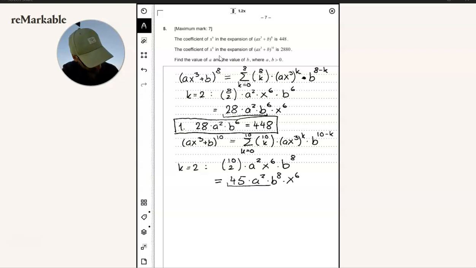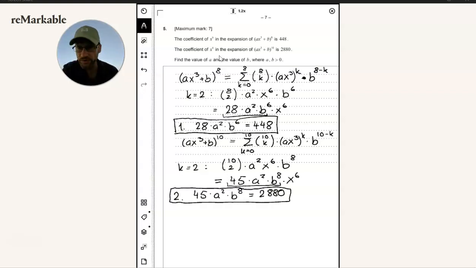And again, this is the coefficient of x to the 6, and we know that it's 2,880, so my second equation is that 45 a squared b to the 8 is equal to 2,880. Let's put a box around that. We have two simultaneous equations with a and b unknown, so we should be able to solve them.